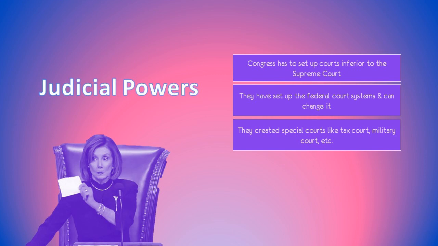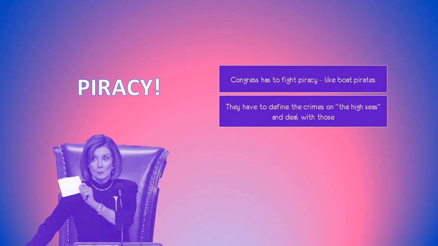But Congress has created the lower court system. So we have a system of district courts and a system of circuit courts of appeal. Congress can change that whenever they want. And that's Congress's power, specifically in the Constitution here. They can create special courts if we need to. So we do have special courts that are just for taxes or just for issues in the military.